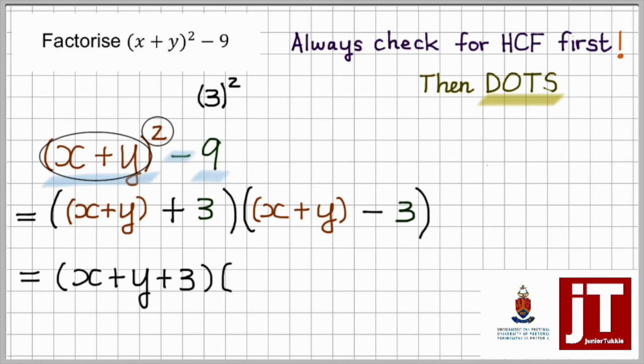So we write this out as the first term in each bracket and the last term in each bracket. You are more than welcome to remove the brackets that are inside the bigger brackets. And we then end up with the answer to this problem, which is first bracket x plus y plus 3, and in the second bracket x plus y minus 3.